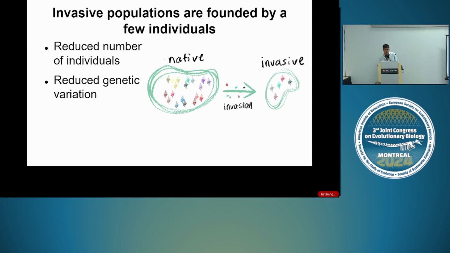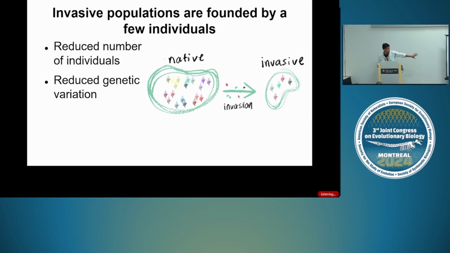So just to start off, as a very basic concept, for us to consider a species invasive, it has to be moved from whatever we call the native range to the invasive range. And this simple movement entails moving only a subset of the individuals that make up the whole species population.